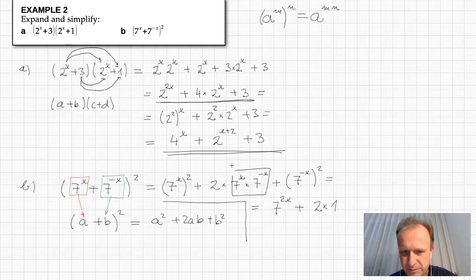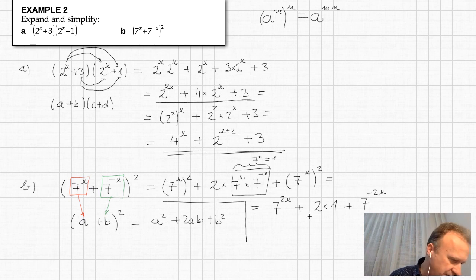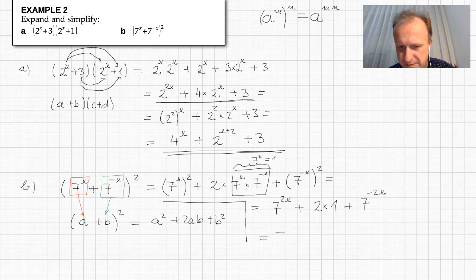Okay, 7 to the power of 0 is 1. And finally, we have 7 to the power of negative 2x. Now we can just write the final answer in the form 7 to the power of 2x plus 7 to the power of negative 2x plus 2. And this would be it.